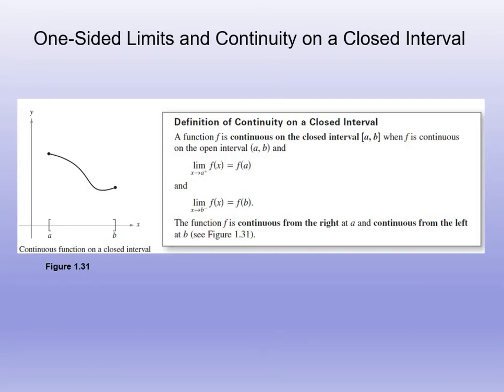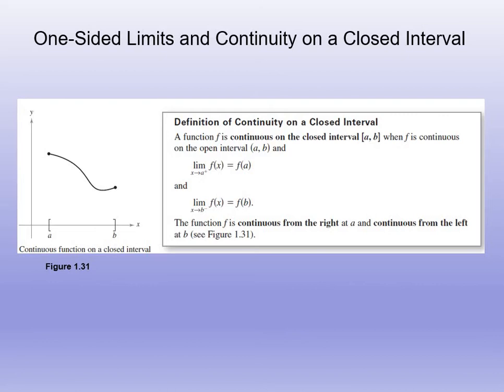As long as it's continuous on the open interval a to b, and the limit as x approaches a from the right, and the limit as x approaches b from the left exist. So as long as there's a right-hand limit and a left-hand limit. Notice how the dots are closed there too, signifying that they exist. Then we can say the function is continuous from the right at a and continuous from the left at b. So that's going to tell us the function is actually continuous on the closed interval a to b.